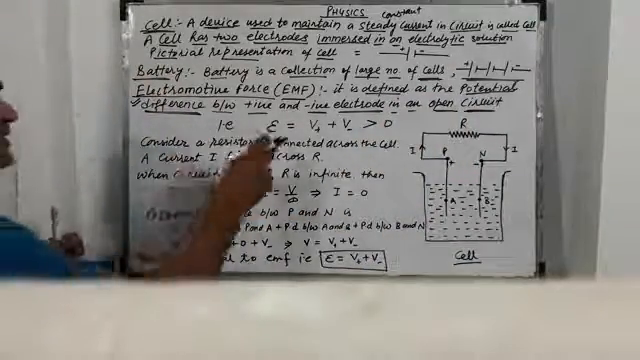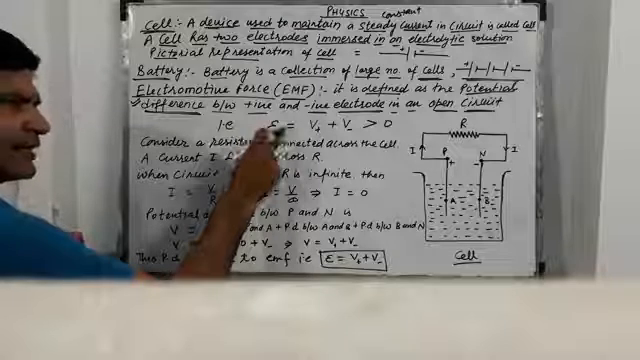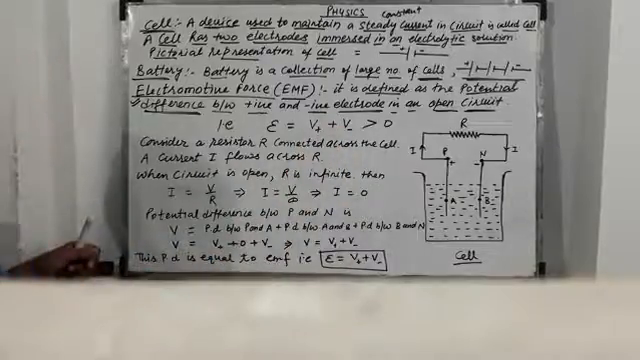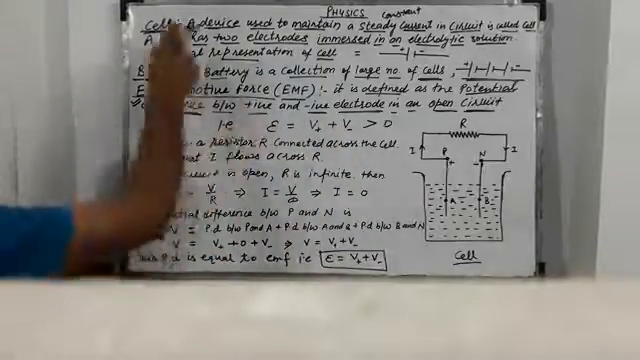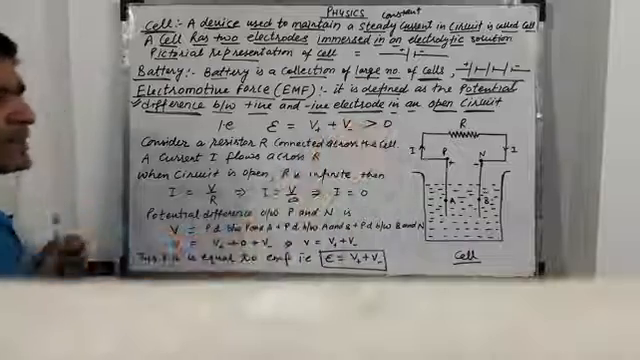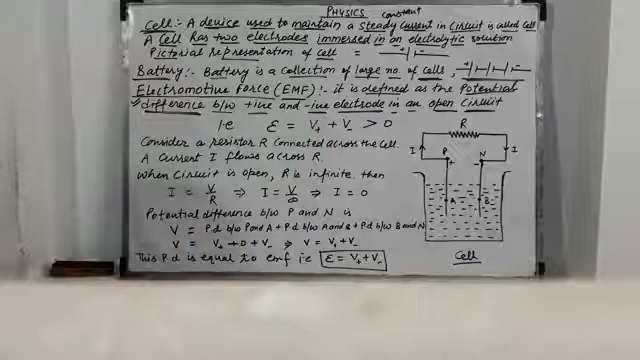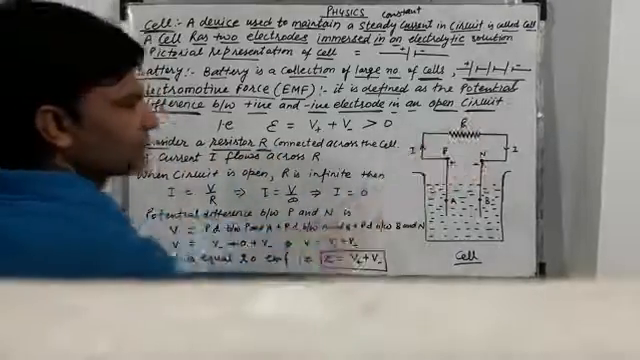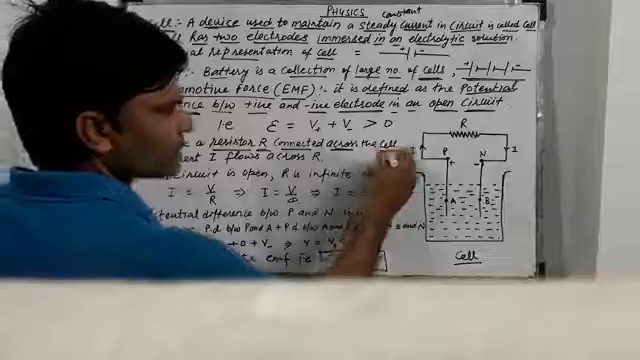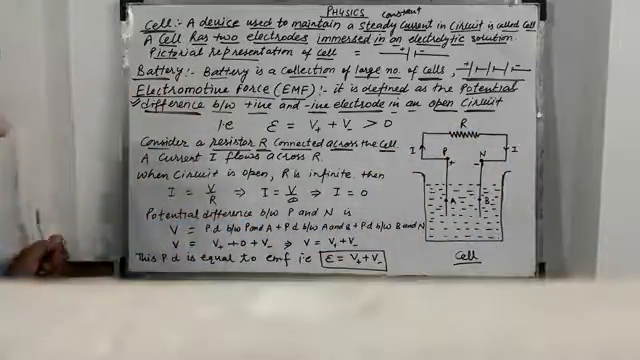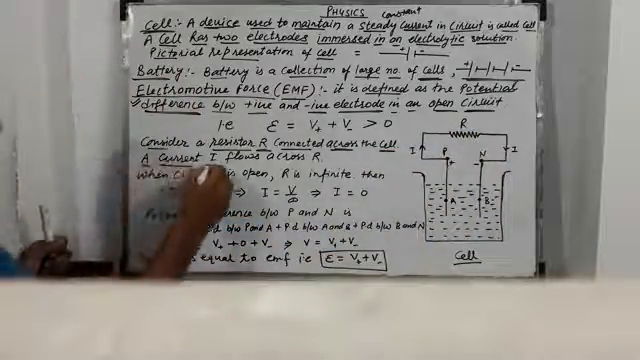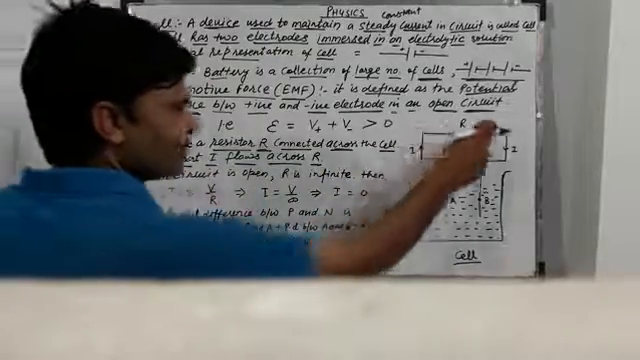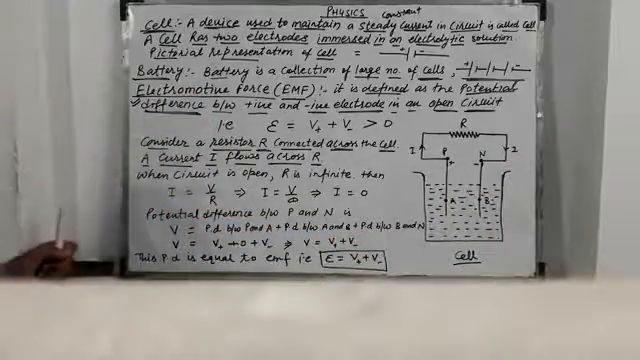EMF is represented by E is equal to V plus V minus. EMF of a cell is always greater than 0. Now consider a resistor R connected across the cell. A current I flows across R.